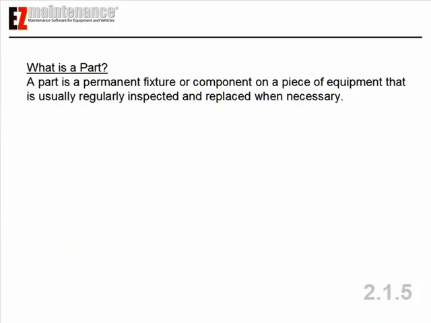You can also enter all of the replacement parts which you use in equipment maintenance through the Equipment Module setup. First, however, we should explain what the word part means in Easy Maintenance. In Easy Maintenance, a part is a component of a piece of equipment that may need to be replaced, and you have a stock of replacement parts in your inventory.